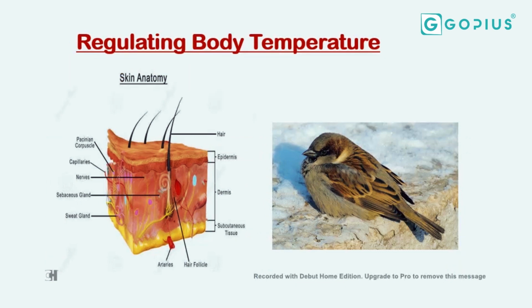Mammals have a unique way of regulating their body temperature using their skin. You see the structure here? This is skin anatomy of a mammal. How does it work? How it works is this.